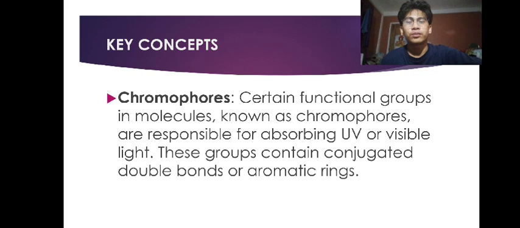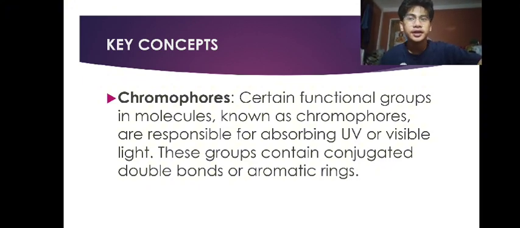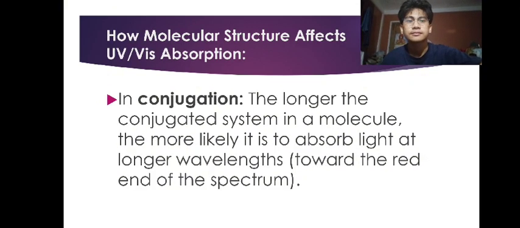Next will be chromophores. Certain functional groups in molecules, known as the chromophores, are responsible for absorbing UV or visible light. These groups contain conjugated double bonds or aromatic rings. In conjugation, the longer the conjugated system in a molecule, the more likely it is to absorb light at longer wavelengths.